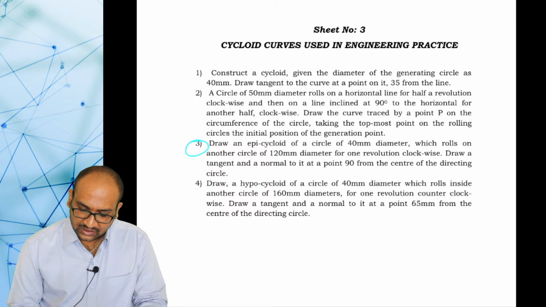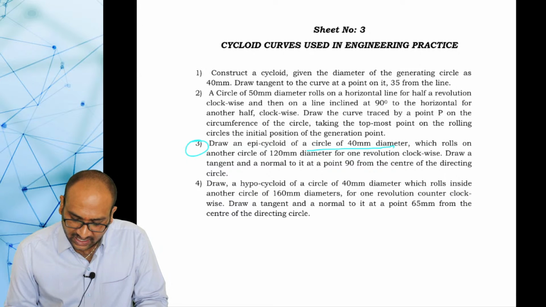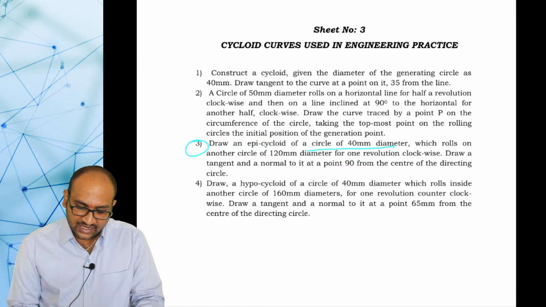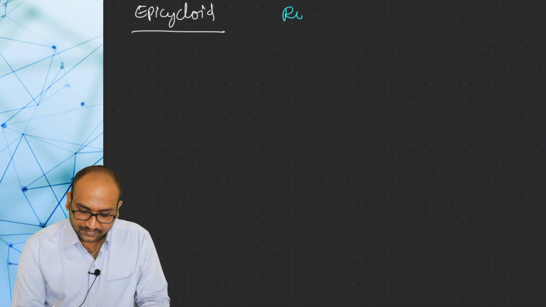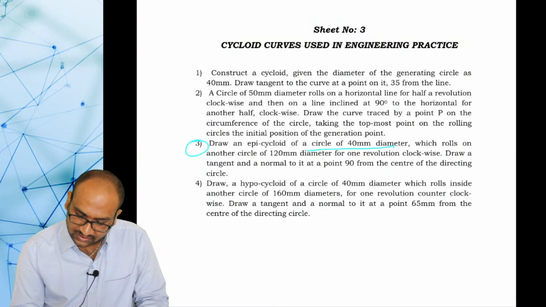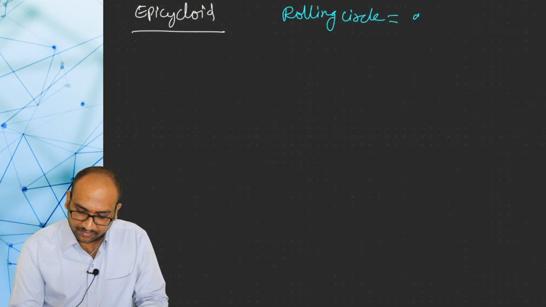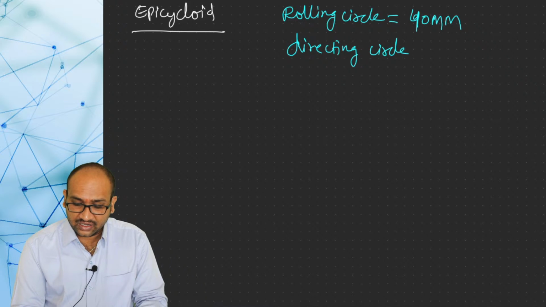Here the rolling circle diameter is given and the directing circle diameter is also given. Rolling circle diameter is 40 mm and directing circle diameter is 90 mm.